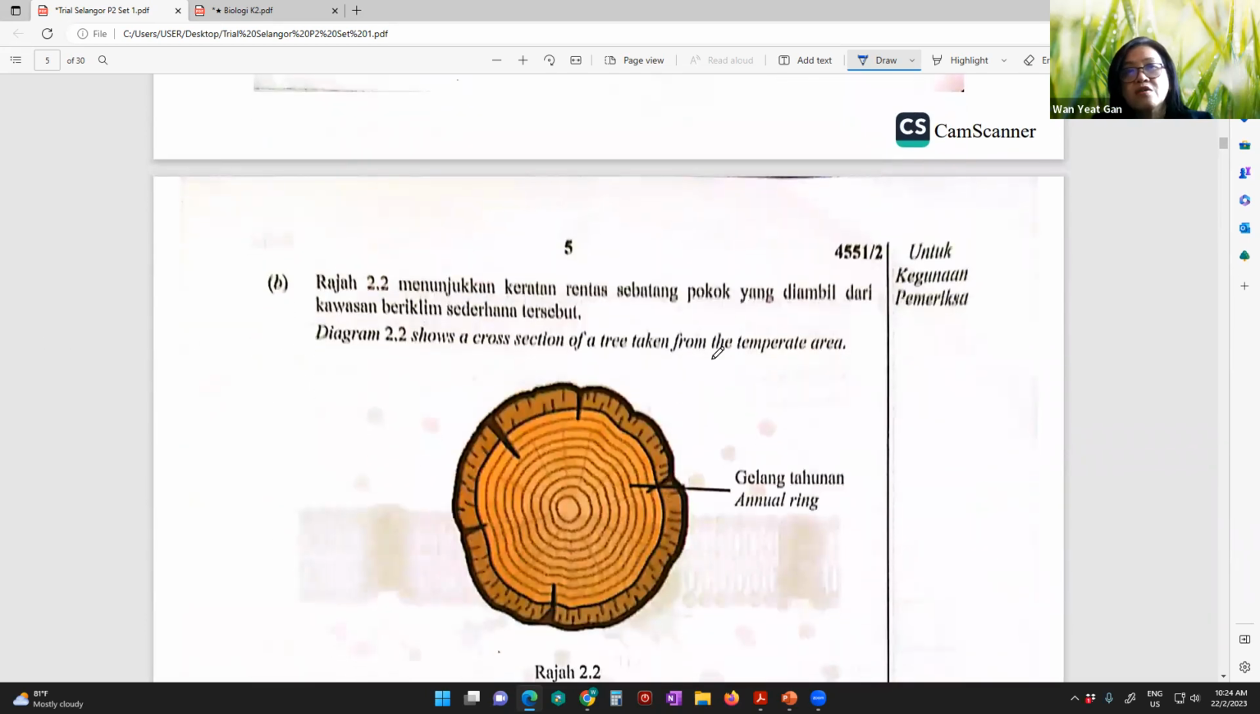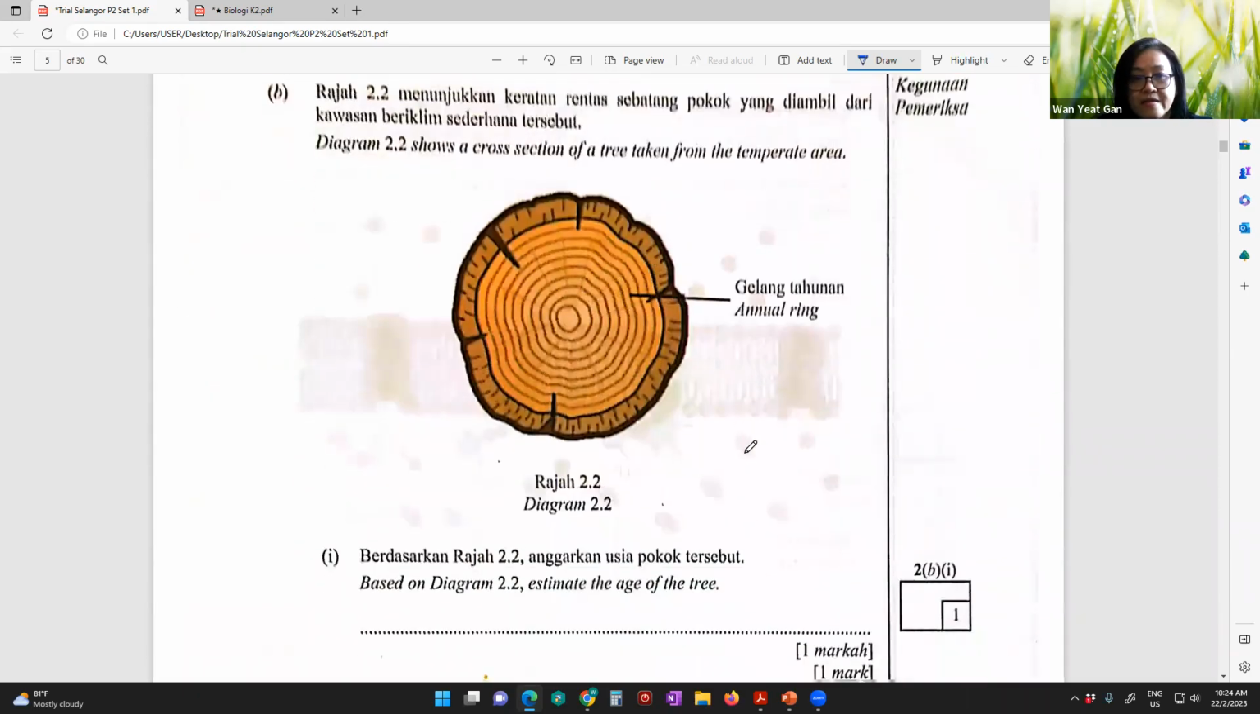Diagram shows a cross-section of a tree taken from the temperate area. So you can see this one is a temperate area tree. Estimate the age of the tree. The age of the tree is counted by the ring, the lighter ring and the darker ring. So you can start by counting the dark ring here. The dark ring and the lighter ring both form 1 year. Okay, dark plus light is equal to 1 year. So it's a 1 year annual growth.